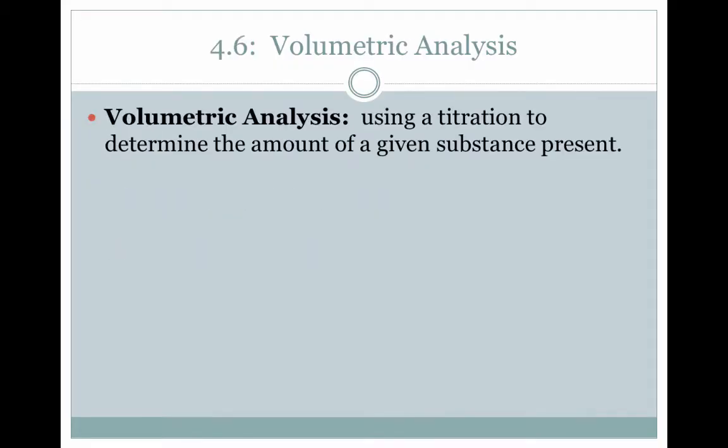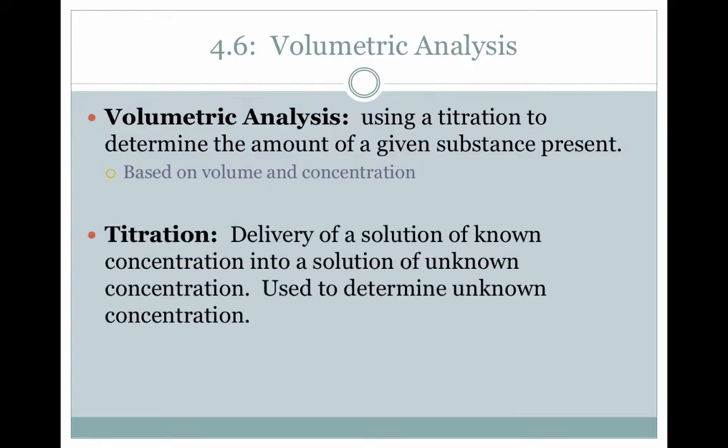Volumetric analysis is an analysis method that uses titration to determine the amount of a given substance present. As the name implies, it's based on volume and concentration. A titration is a process by which we deliver a solution of a known concentration into a solution of an unknown concentration. Since we know the concentration and the amount of the known solution it takes to completely react with the unknown solution, we can use this to calculate the concentration of the unknown solution.